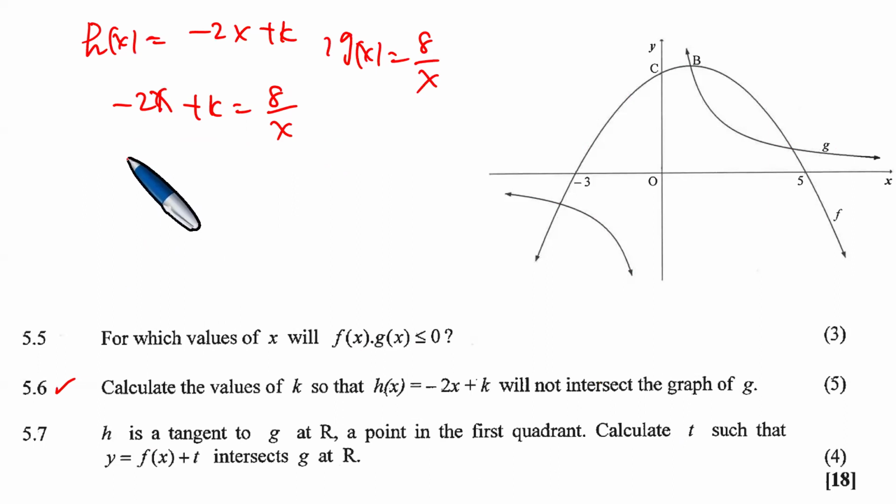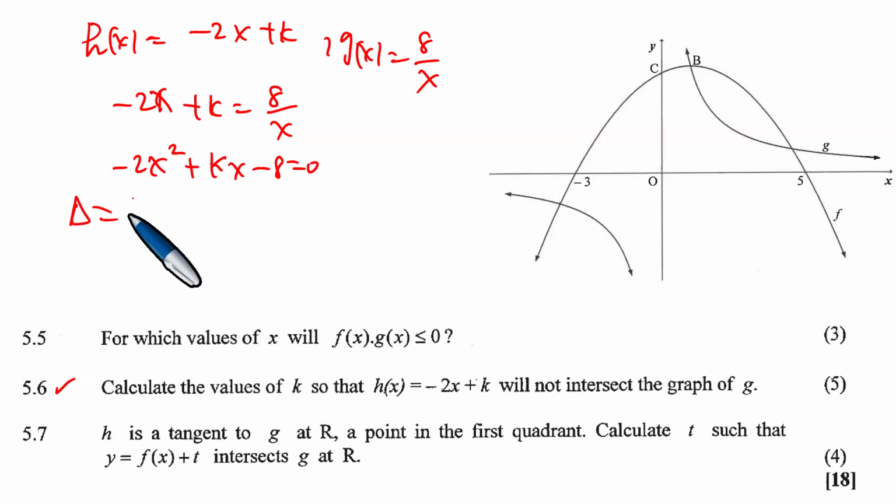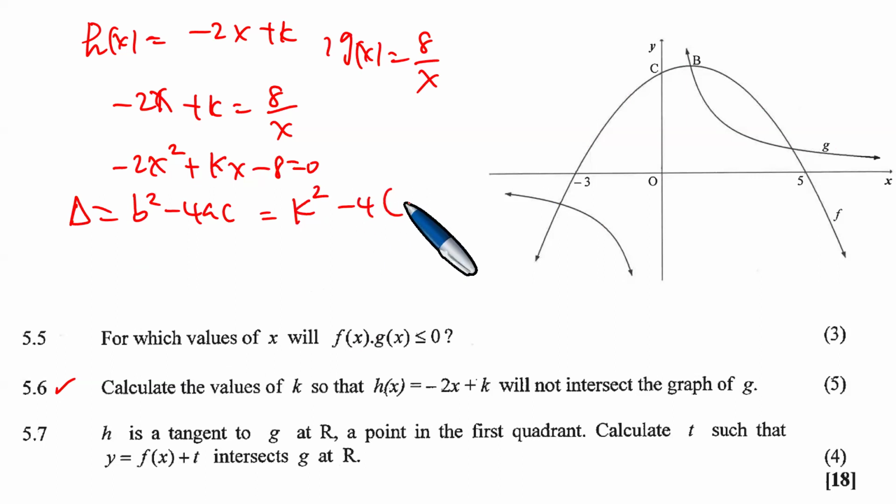If we have this, we cross multiply so that we have -2x squared plus kx minus 8 equals 0. That's the equation we get, from which we're able to get our discriminant, which is b squared minus 4ac. Our b is k, our a is -2, and our c is -8, and this is k squared minus 64. To calculate the values of k so that these will not intersect, the discriminant must be less than 0.